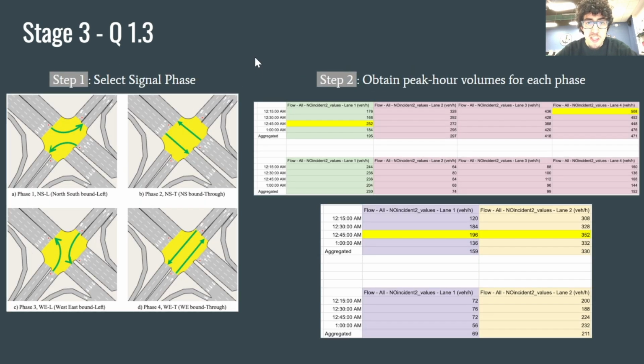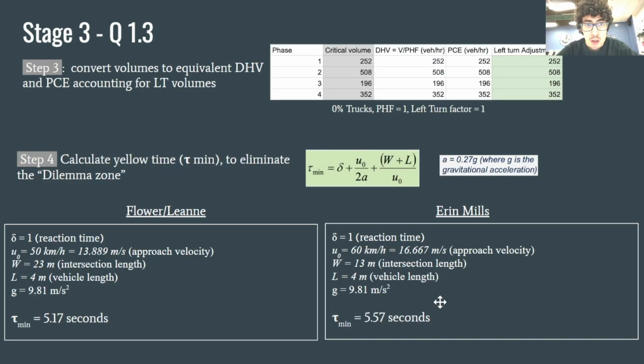So our first step is to select the signal phase. We'll be having 4 phases in total, as can be seen in this diagram. And we will then obtain our peak hour values for each phase, as can be seen on these charts, highlighted in yellow. We'll then convert our peak hour volumes into DHV, PCE, and LT volumes, but since we have no trucks and our PHF and our left turn factors are equal to 1, they will all remain the same value, as can be seen on this chart.